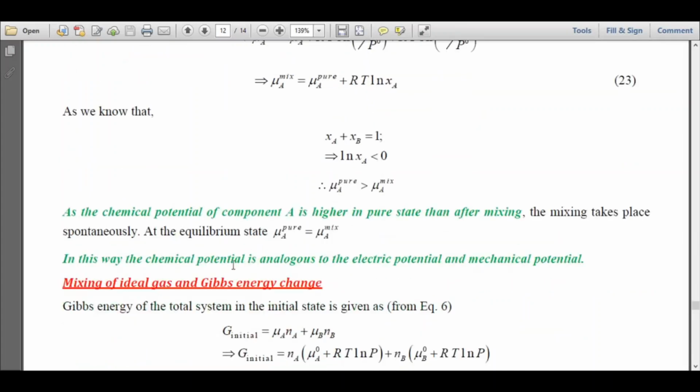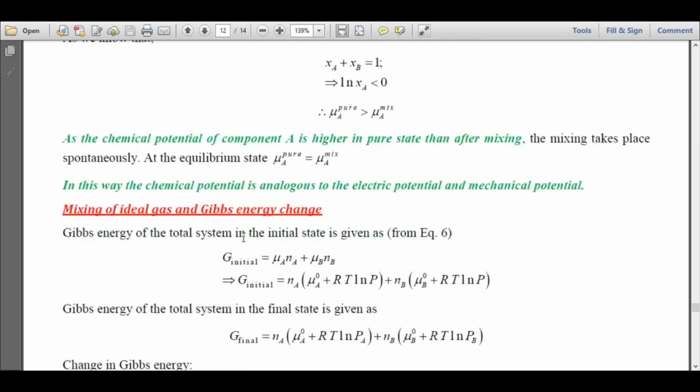So I can say that chemical potential is analogous to electrical potential and mechanical potential. What happens in electrical potential? Charge flows from a higher potential to a lower potential. What happens in a mechanical potential? Any system at a higher mechanical potential energy tends to go towards a lower potential energy, like the flow of water. Water flows downhill. At a greater height it has higher potential energy, and at a lower height it has lower potential energy. So similarly, chemical potential is analogous to electrical potential and mechanical potential. Any species with higher chemical potential tends to decrease its chemical potential. So that is the driving force for the mixing of ideal gases.